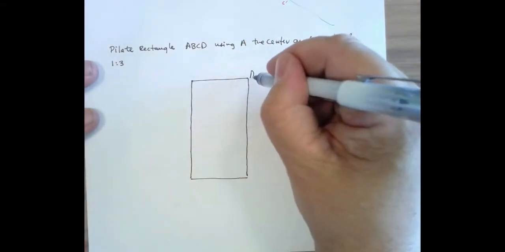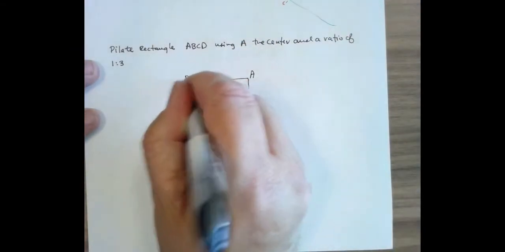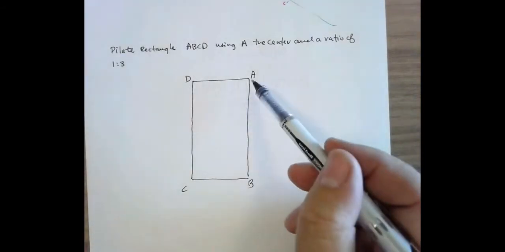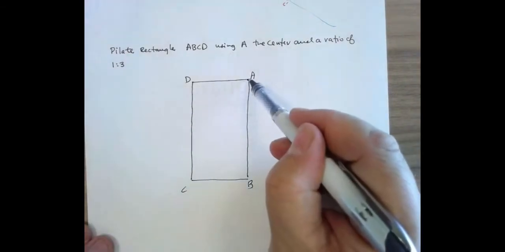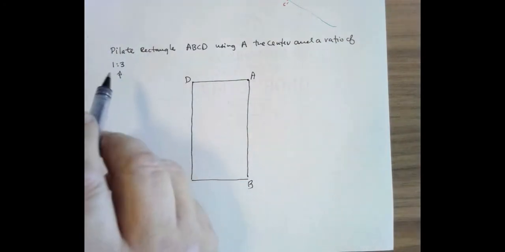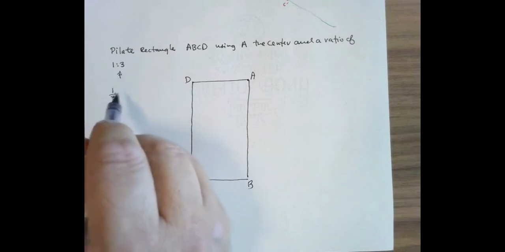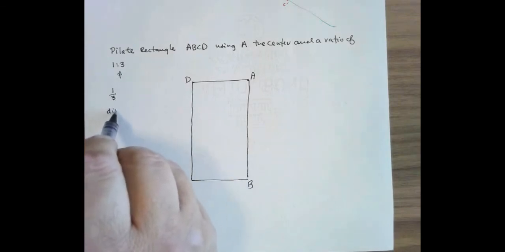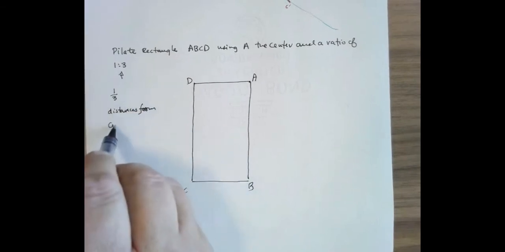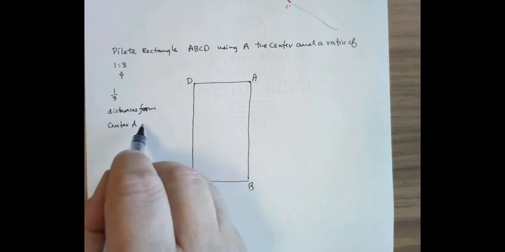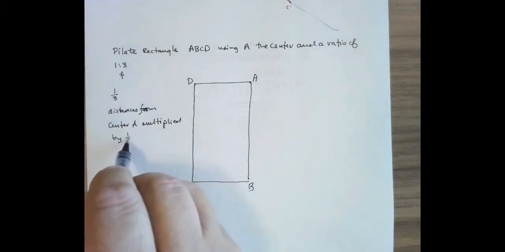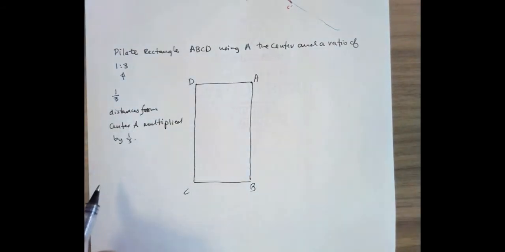Let's say A is over here. A, B, C, D. So I'm going to dilate this rectangle, A, B, C, D. A is going to be the center, so it's going to be the point that everything moves towards. And the ratio is 1 to 3. So this means all the distances from the center, here the center is point A, are multiplied by 1/3. So everything's going to get smaller.